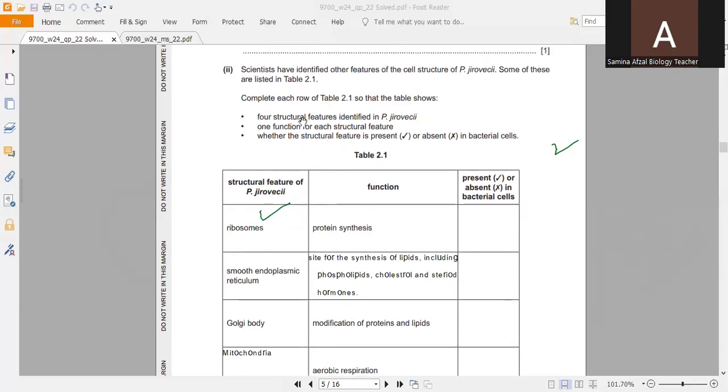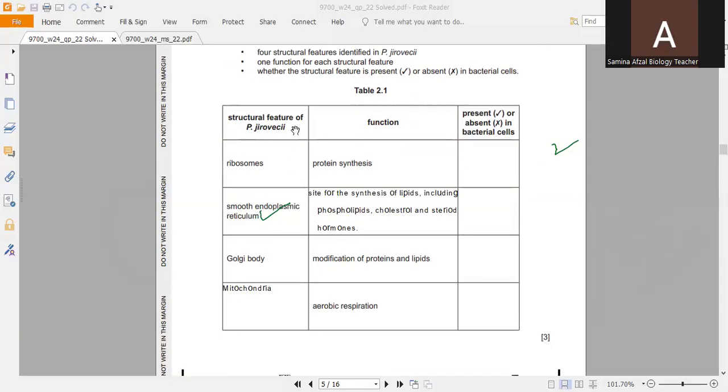Next, complete the table. Scientists have identified some other features of the cell's structure of P. gyrovici. Some of these are listed in table 2.1. Complete each row of table 2.1 so that the table shows four structural features identified in P. gyrovici, one function for each structural feature, and whether the structural feature is present or absent.